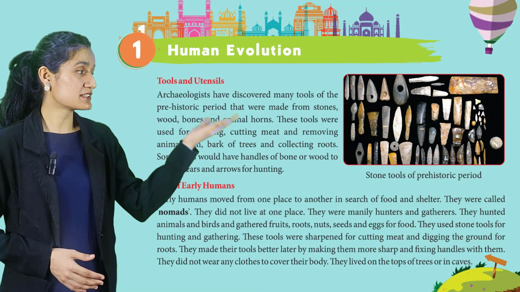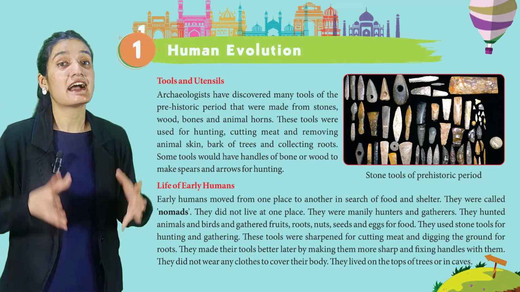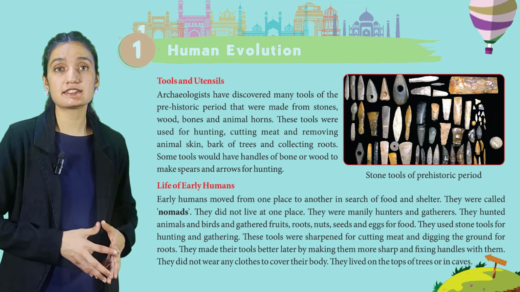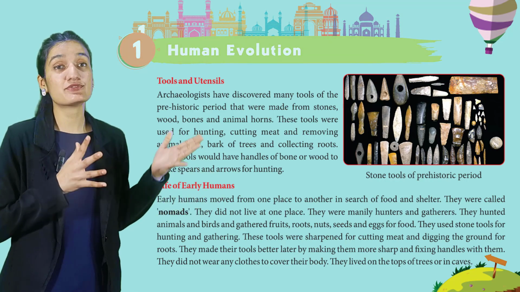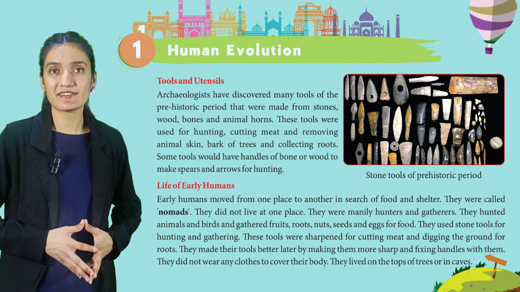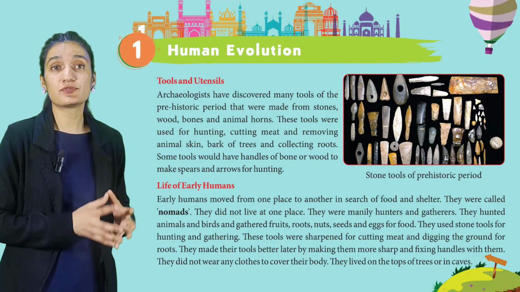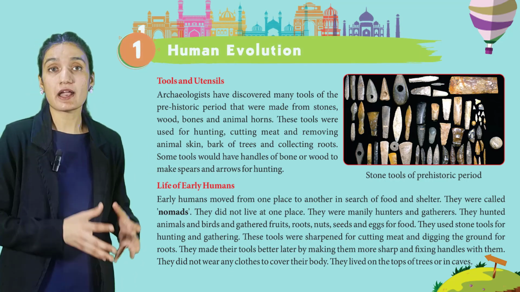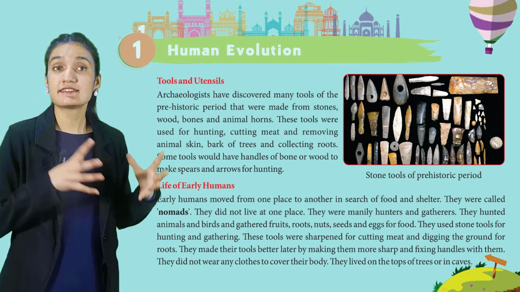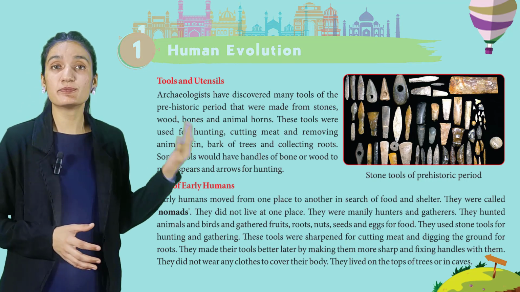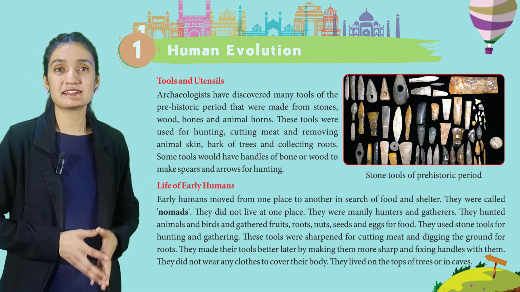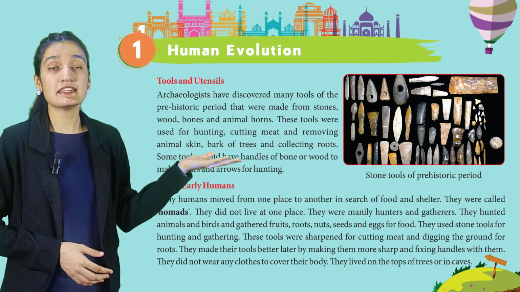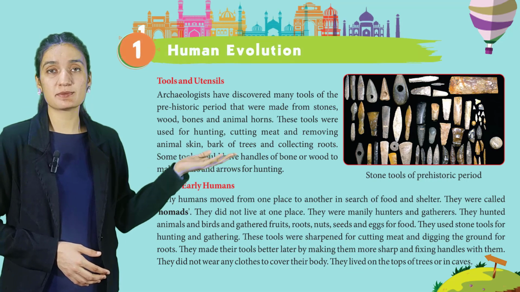Now let's move on to the tools and utensils. Archaeologists have discovered many tools of the prehistoric period that were made from stones, wood, bones, and animal horns. These tools were used for hunting, cutting meat, and removing animal skin, bark of trees, and collecting roots. Some tools would have handles of bone or wood to make spears and arrows for hunting. Here in this picture, you can see stone tools of prehistoric period.